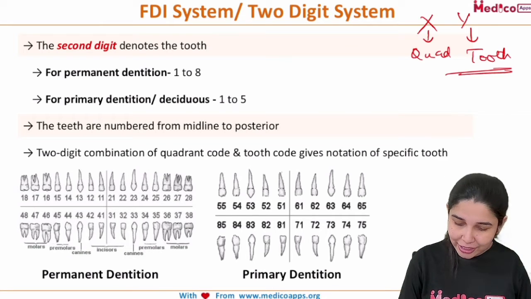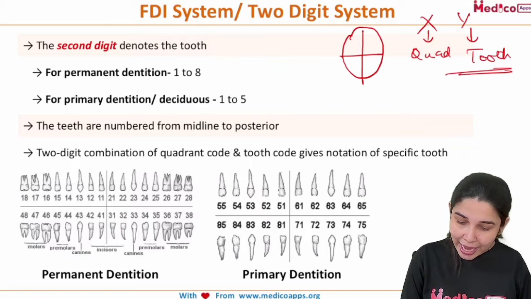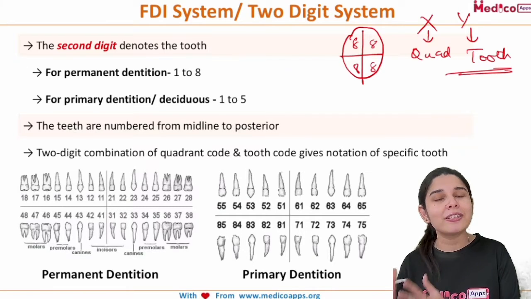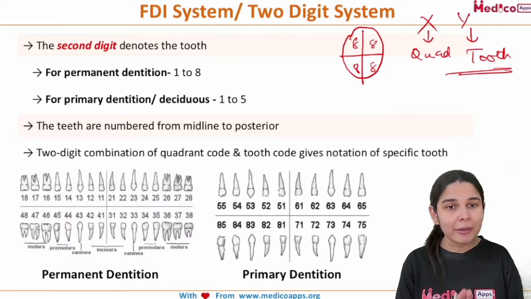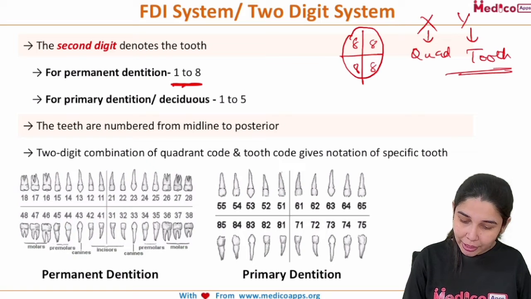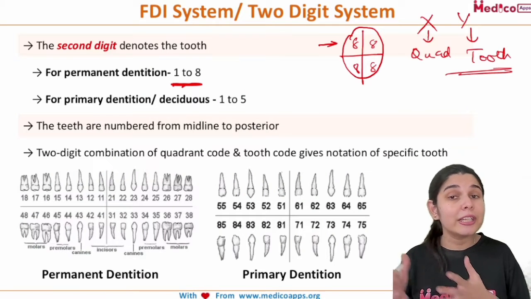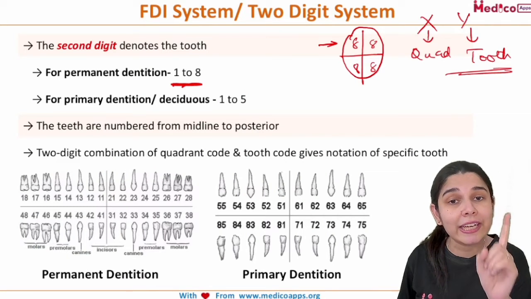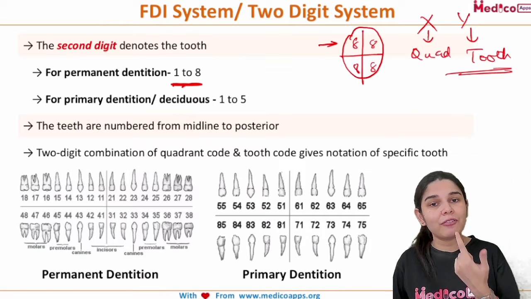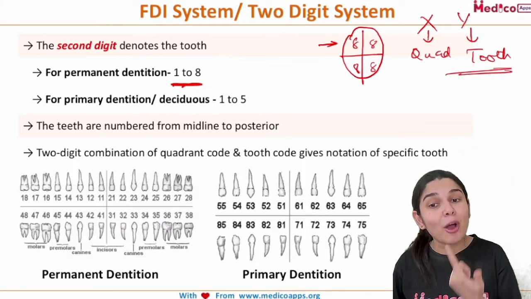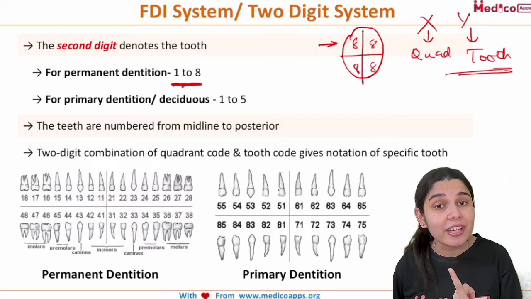So it is very easy to understand that we are dividing it into 4 quadrants, and each quadrant has 8 teeth. So for the permanent dentition, the numbering will be from 1 to 8, because each quadrant has 8 teeth. And where are we going to start from? We are going to start from the incisors, the central incisor.